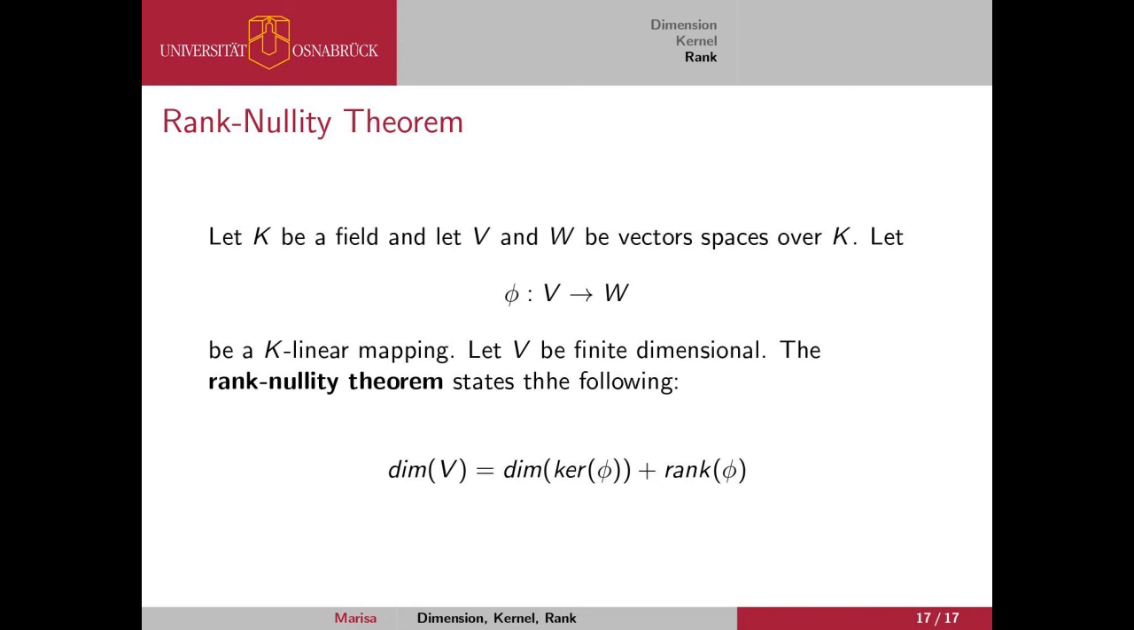It is called the rank nullity theorem because the dimension of V can be calculated from the rank and the nullity. So the rank is directly visible in the formula by rank of phi, and the nullity refers to the dimension of the kernel of phi. This formula is super useful when you only know, for example, 2 of the components, because then you can easily calculate the third one. And that's already it with this week's video about dimension, kernel, and rank.